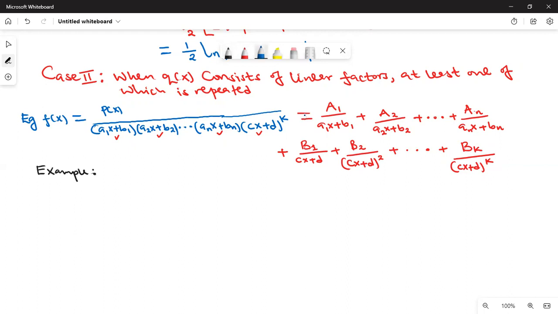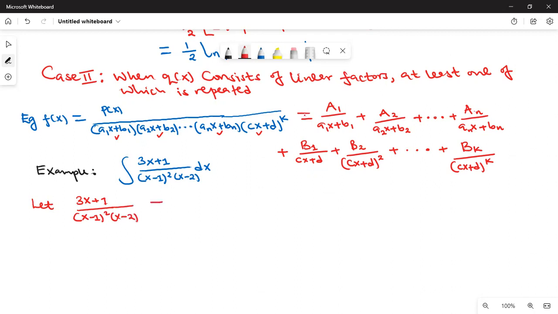And in this example, let's say we are asked to evaluate this integral. In the numerator, we have 3x plus 1. And in the denominator, we have x minus 1, the whole of this squared, multiplied by x minus 2. Integrate this with respect to x. Now look at our denominator. X minus 1 is a linear factor which is repeated twice. So how do we decompose this integrand? So you write solution. We are going to say let 3x plus 1 over x minus 1 squared times x minus 2.